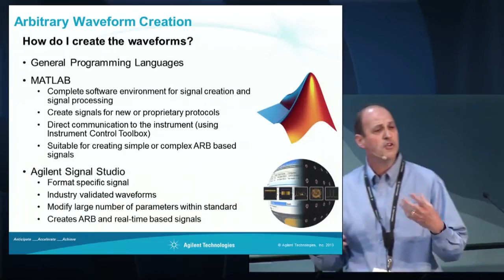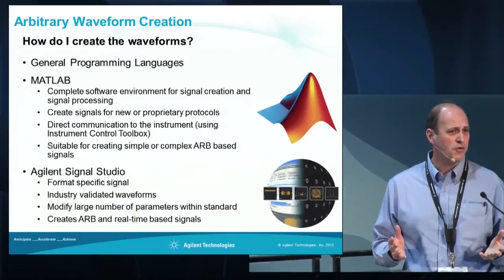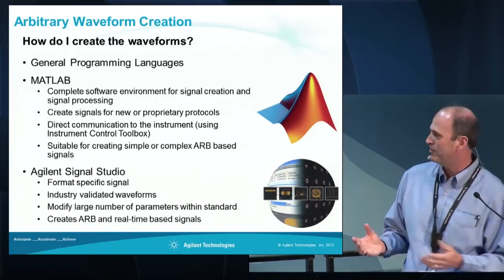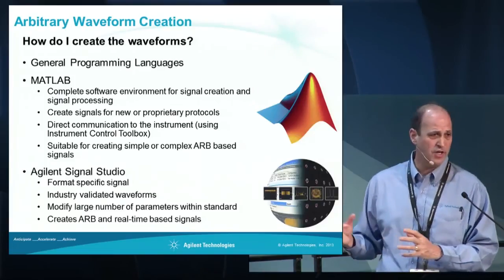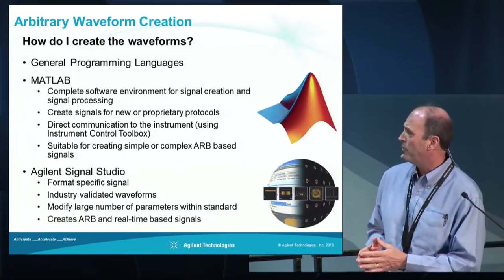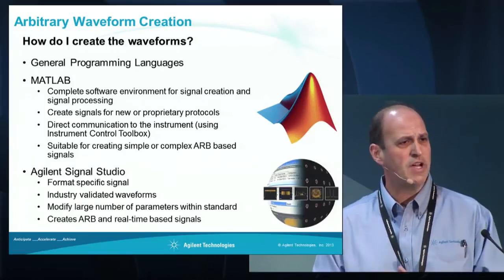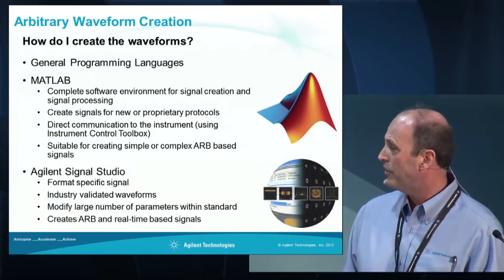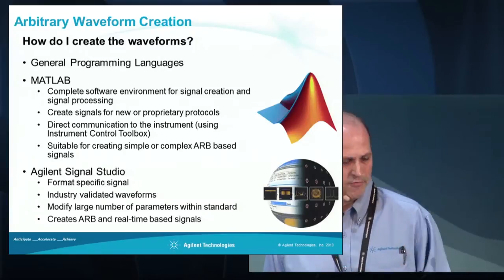In terms of the software, how do you create those waveforms that go into the baseband generator? We could use a number of different things. We could use general programming languages like C++ or C#, something like that. We could use MATLAB, which is a very general purpose tool to create any type of waveform you might want to do. And then there are products like the Signal Studio software, which are very format specific. So if you want to create a WCDMA signal or GSM, you can do that, or wireless LAN signal. Again, that's a good tool for specific formats.